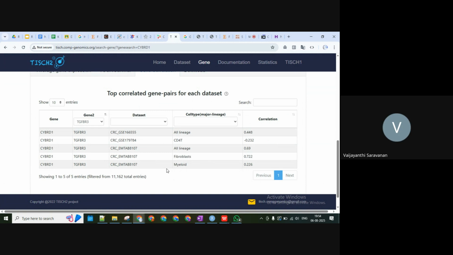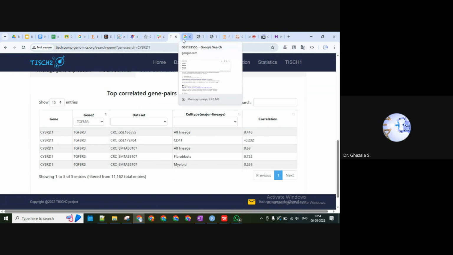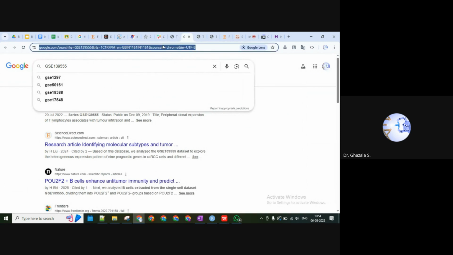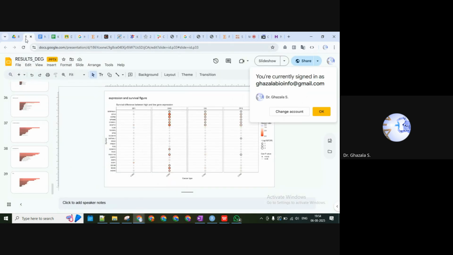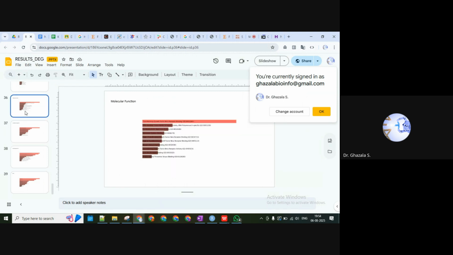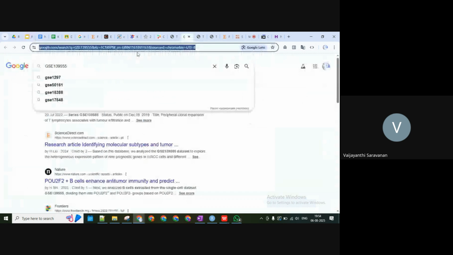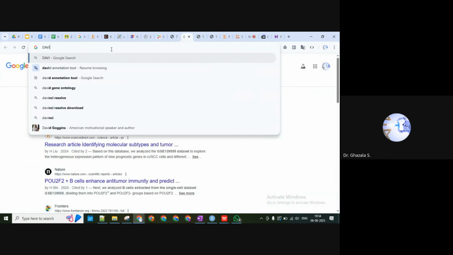Will you be using the DAVID software for the analysis? No, the DAVID tool we use for functional annotation. Functional annotation we actually did with Enrichr. In the last class itself, I told you that I'm not satisfied with this Enrichr and I want to do it with DAVID. So let's go with DAVID.